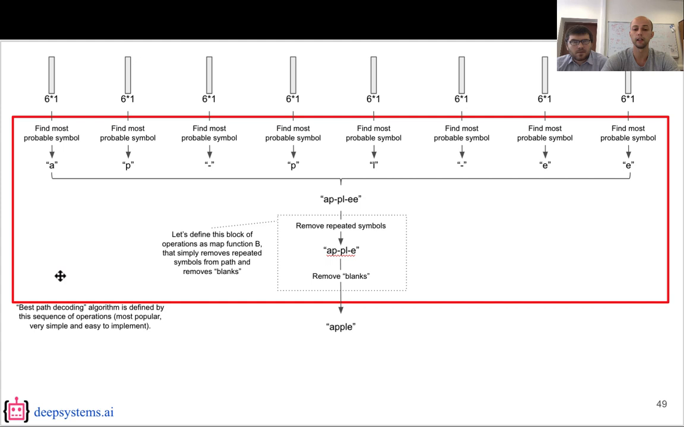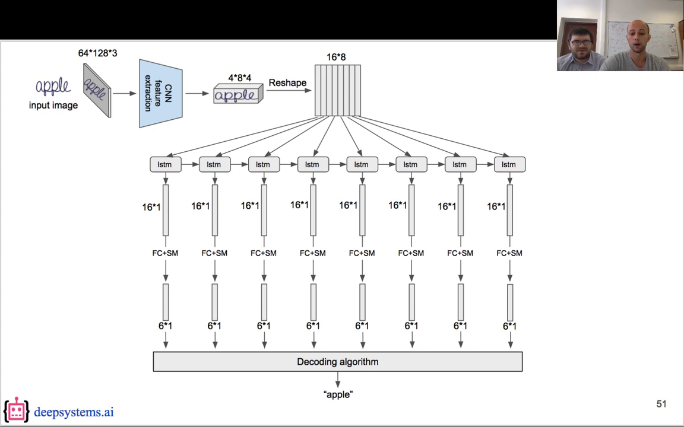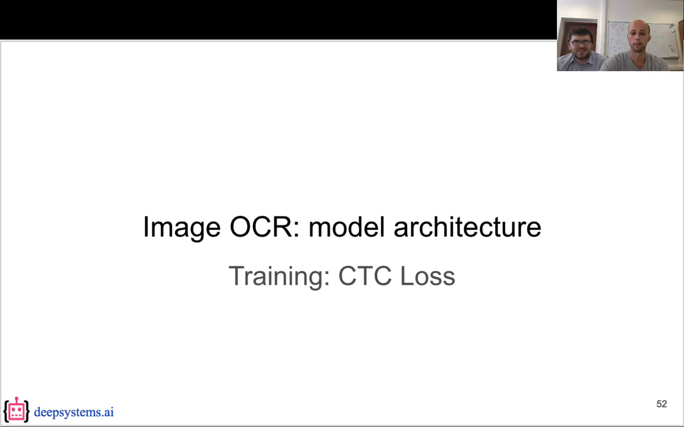This simple algorithm is called best path decoding. It's very easy to implement and popular. It is okay to use this algorithm in practice, but there also exist more sophisticated alternatives. So, now we understand how to do forward pass for our network. It's really simple. But you can ask me a reasonable question: how we should train such a network? And CTC loss is the answer.